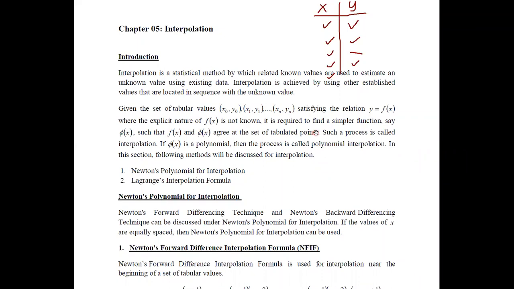Here we are using an approximation method. We are not going to find the exact function f(x); we are going to find a simpler function in the form of p(x). This process is called interpolation. And if p(x) is a polynomial, then the process is named polynomial interpolation.